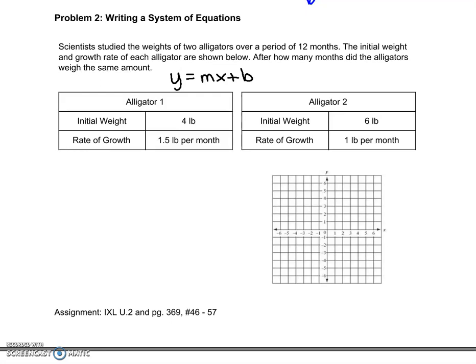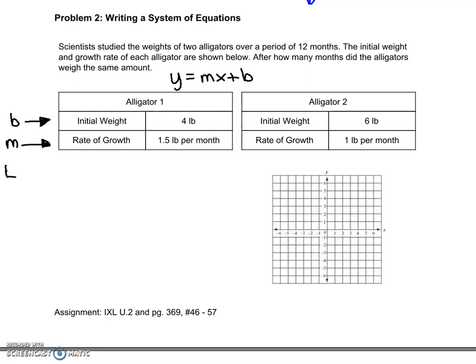So what this initial weight is, that's going to be our y-intercept. That's our b. Whatever this initial weight is, that's our b. The rate of growth is how much it's changing. Rate of change is the same as slope. So this is our m.